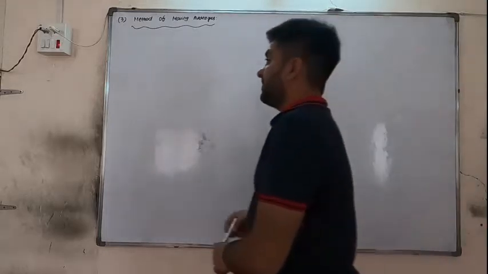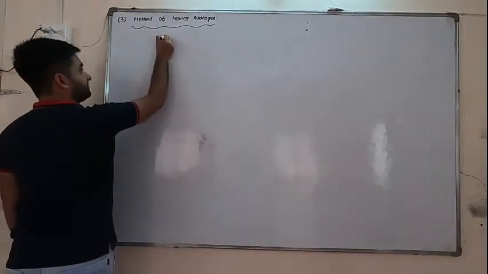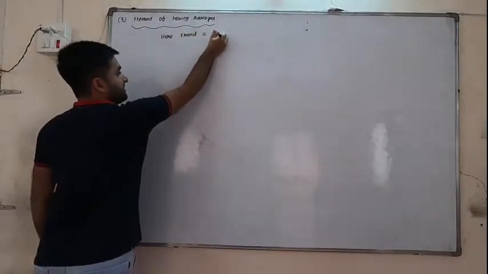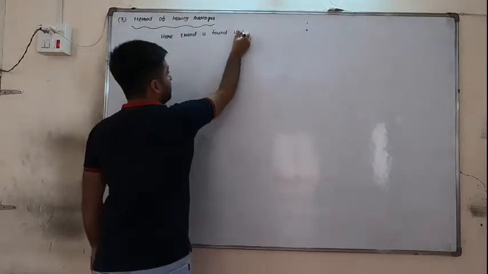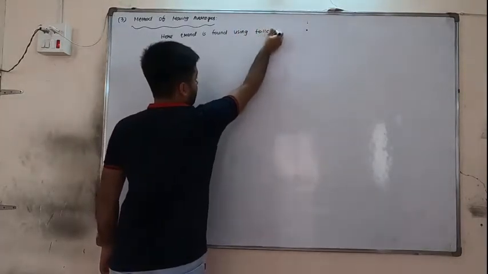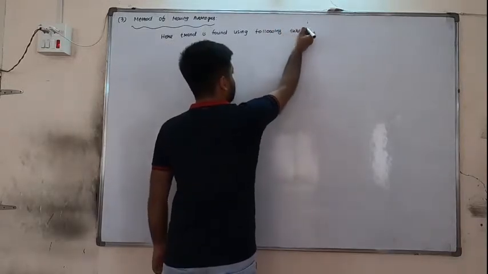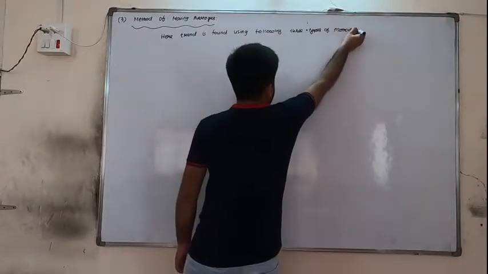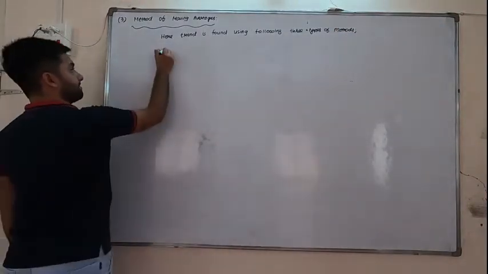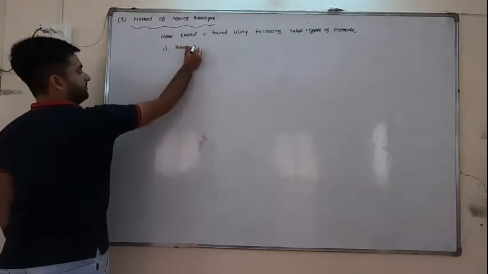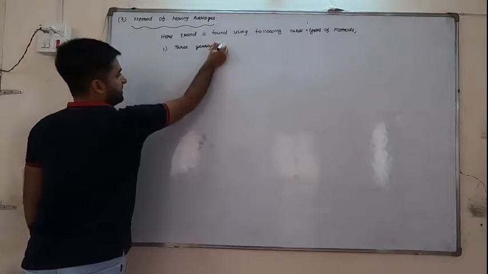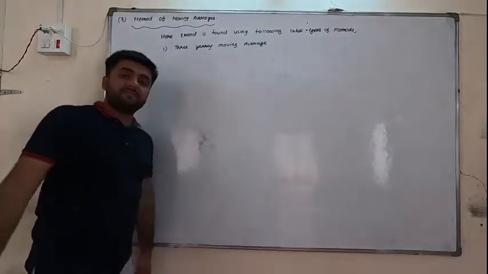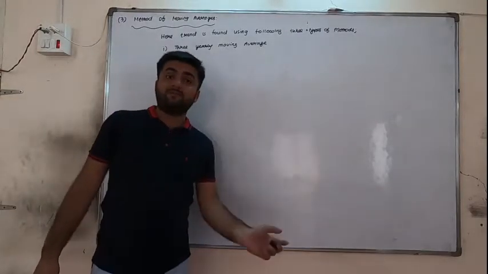Okay, so method of moving averages. For this you will write here, trend is found using following 3 types of method. First one, 3 yearly moving average. And friends, why is the name moving average? Because one we will ignore, one we will take. So we are moving our averages.